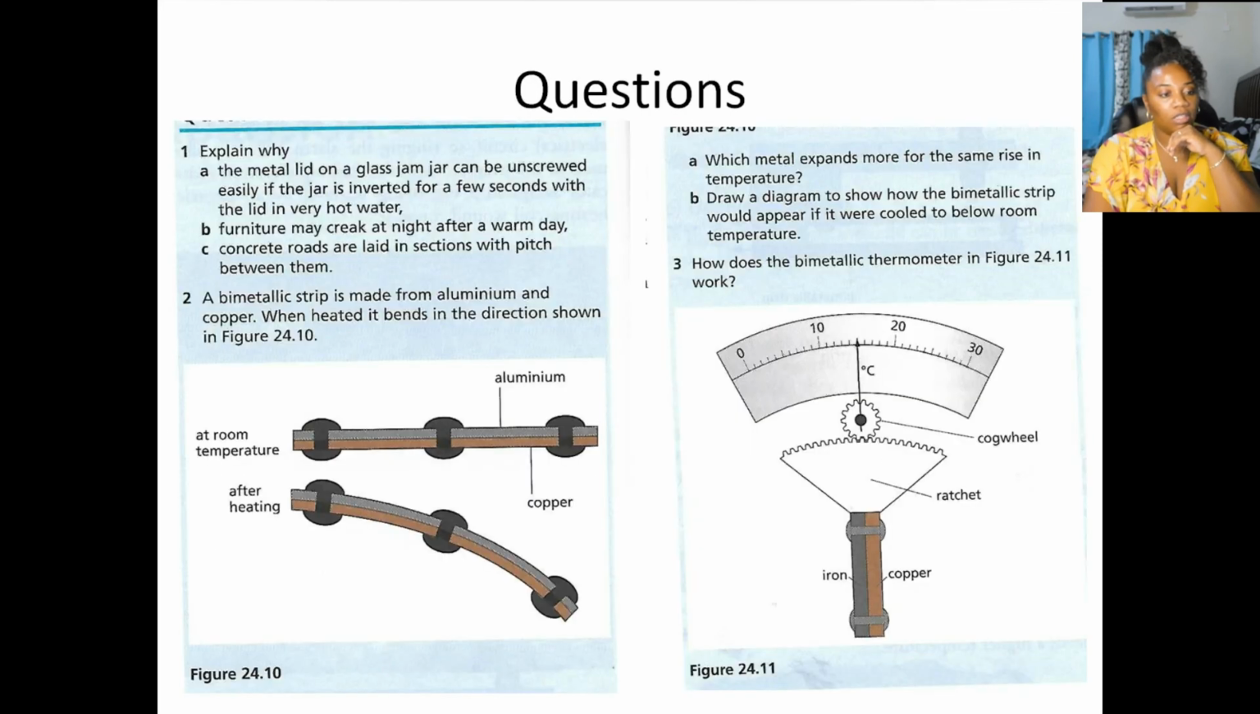Okay? So maybe we could do these questions. I got these out of a textbook. A very good textbook.